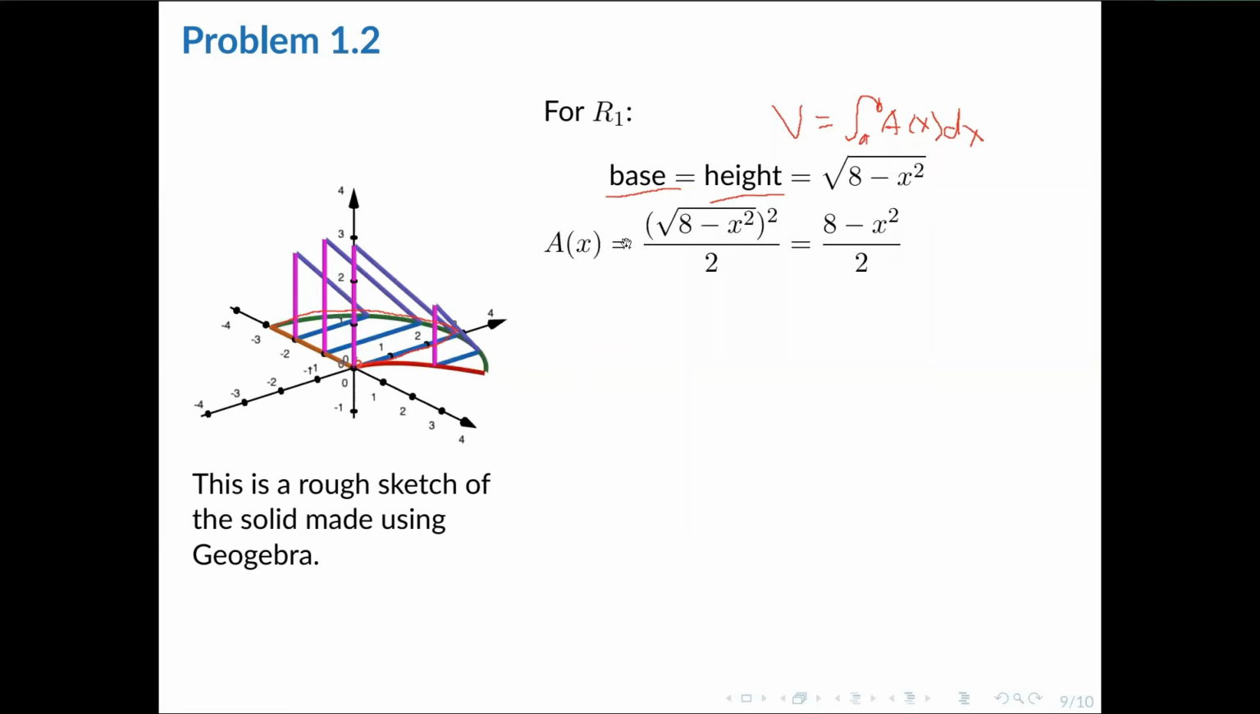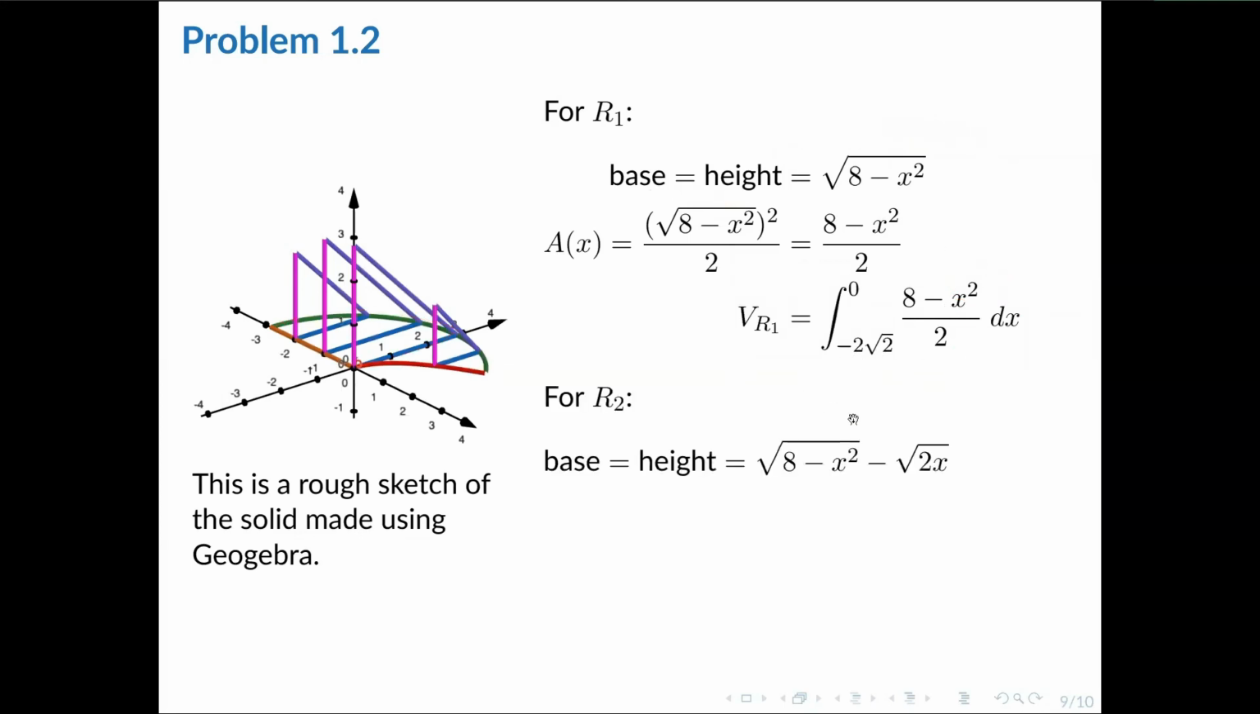So the area for R1 is now equal to the quantity square root of 8 minus x squared, all over 2. Since recall that for the area of a right triangle, it is given by 1/2 base times height, where ito yung base, ito yung height. Ayan. So V of R1 is now equal to this integral.